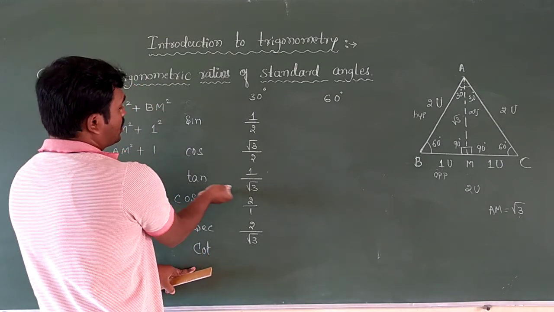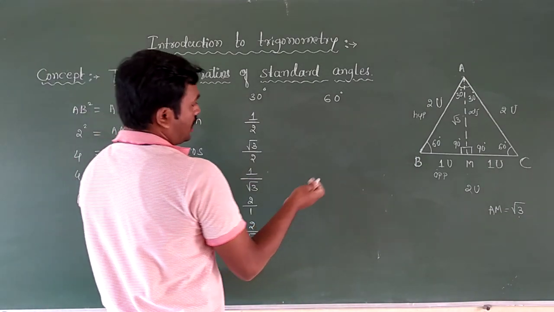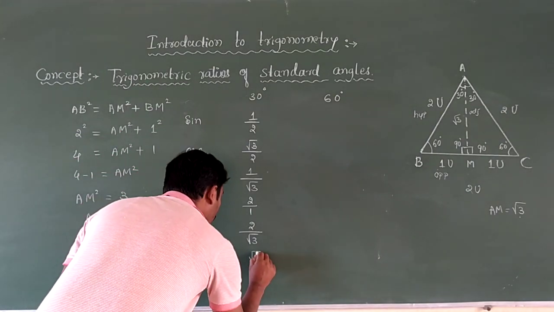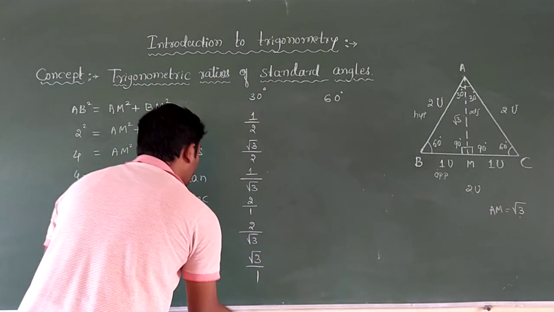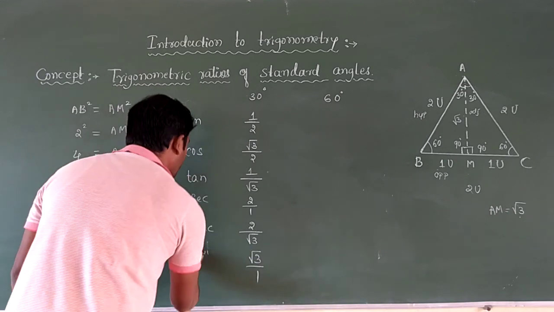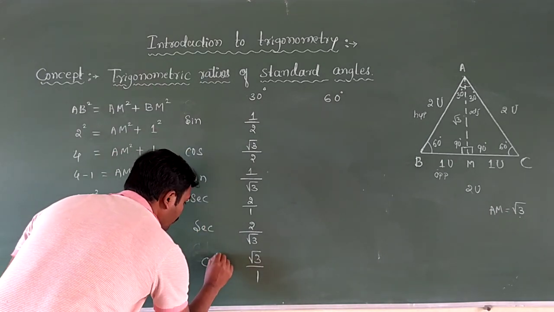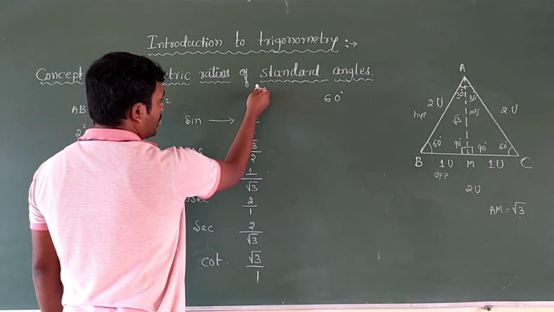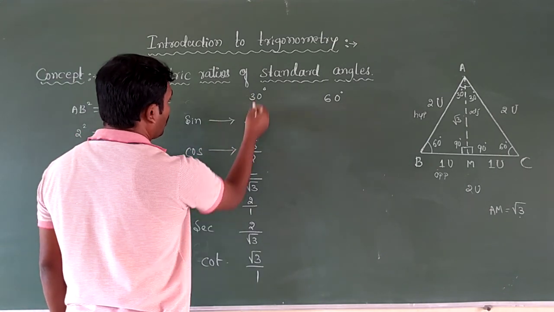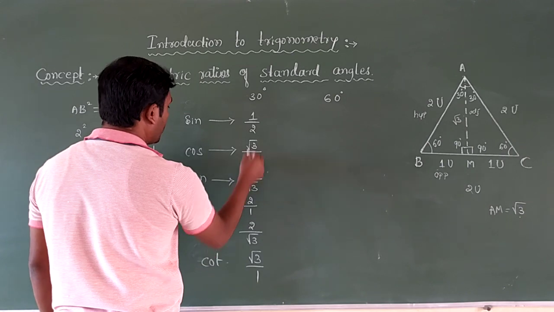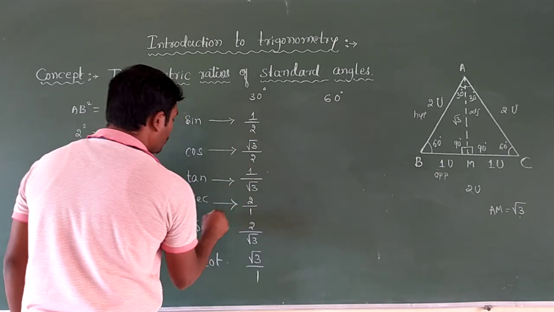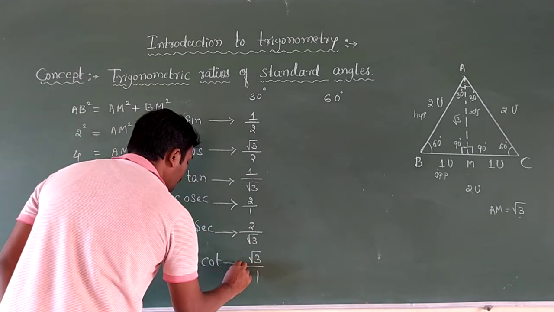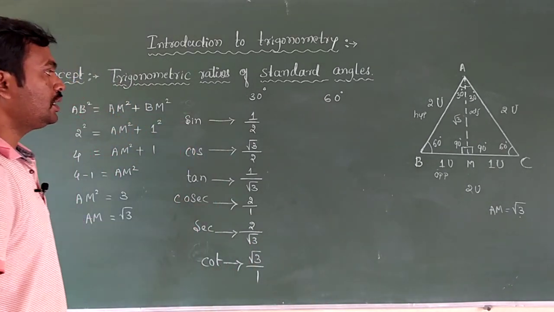Next cot. Cot is the reciprocal of tan, that is adjacent by opposite, root 3 divided by 1, which is root 3. Is that clear? So this is sin 30, this is cos 30, this is tan 30, this one is cosec 30, this is sec 30, and this one is cot 30.